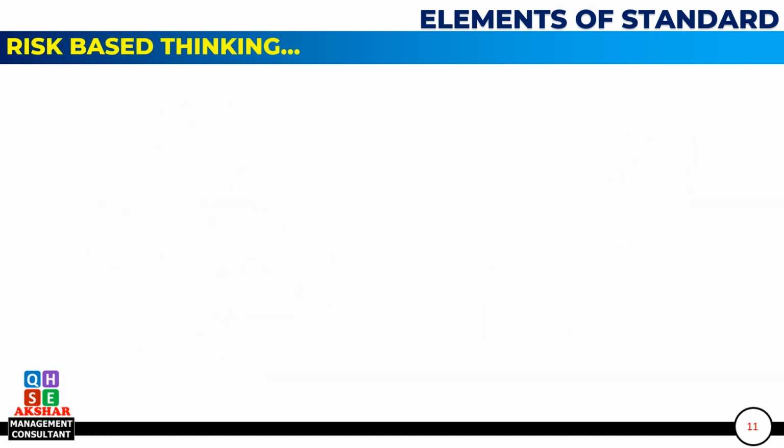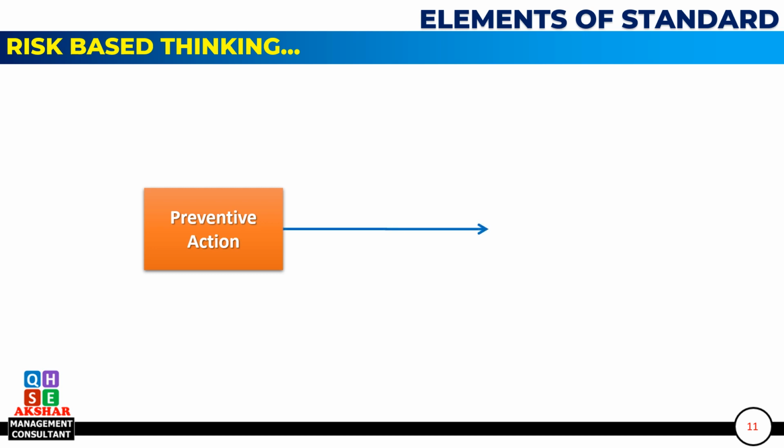Element number 3, risk-based thinking. Please recall our previous training video on Introduction of ISO Awareness Training. The word preventive action was introduced in 1994, and in the 5th edition of ISO 9001:2015, the word preventive action has been deleted. In fact, preventive action has been converted into risk-based approach. Clause number 6.1 of the standard emphasizes action to address risk and opportunity.